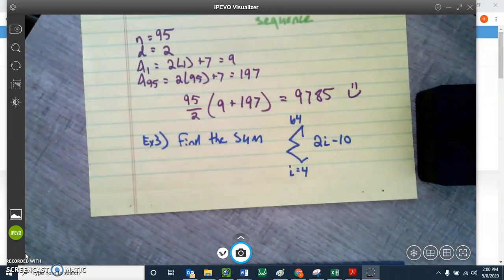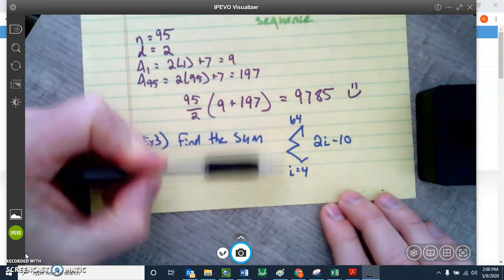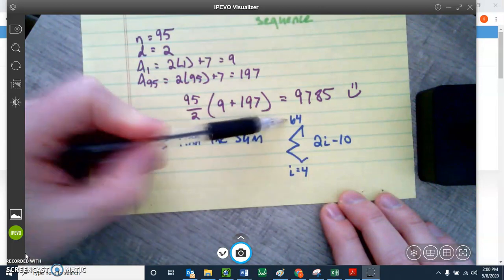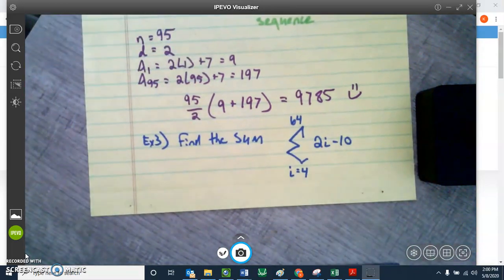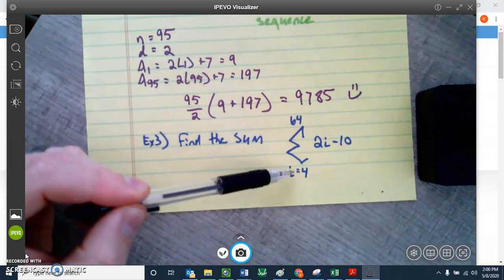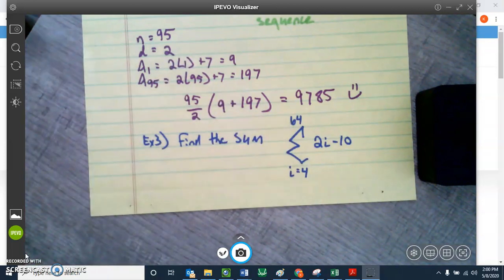Okay, last problem for our sequences for the week. It says to find the sum of, and this is a partial sum now because I'm going from 4 to 64. We should be thinking along the same lines. I need to know how many there are, the first one and the last one. A lot of you are going to think, if I'm going between 4 and 64, there's 60 terms. Super common mistake. There actually are not. There's 61 terms.